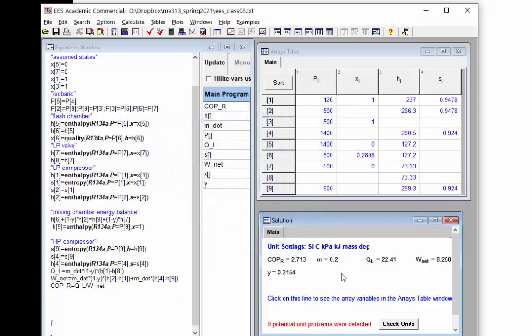So slightly different. Anyway, I'll post the EES file if you want to take a look at it, but hopefully that shows the subtle difference between these two subtypes of multi-stage refrigeration.